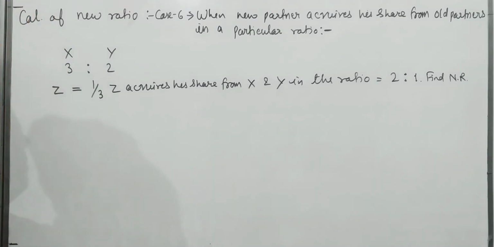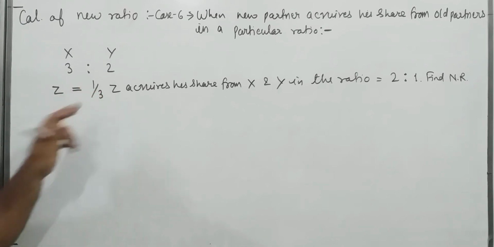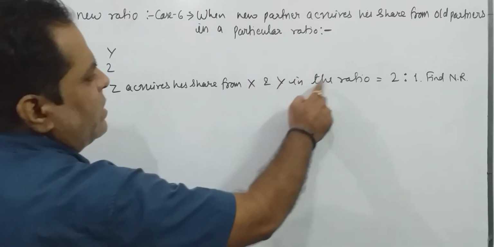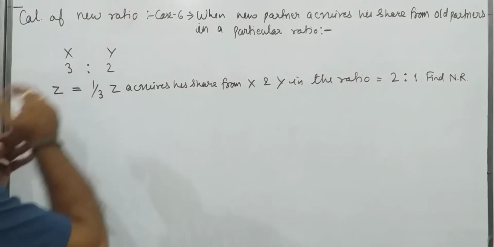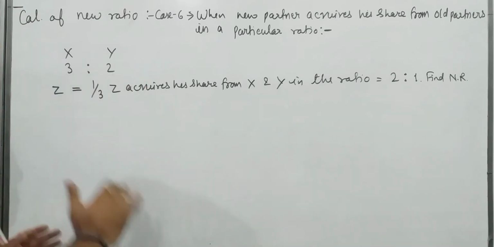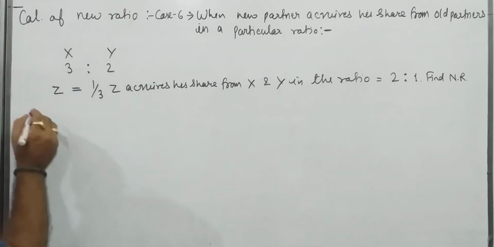So X and Y are partners in the ratio 3:2. Z joins the partnership for 1/3 share. Z acquires his share from X and Y in the ratio 2:1. So how much Z is acquiring from X and how much Z is acquiring from Y, we have to determine. Okay, now I am going to solve the question.